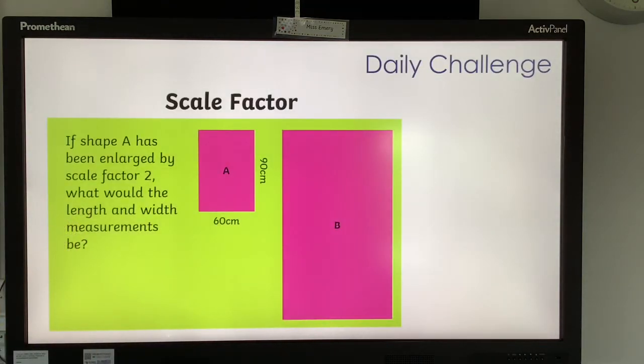Here is your next daily challenge. If shape A has been enlarged by a scale factor of 2, what would the length and width of the measurements be? This time you've been given the scale factor. You need to tell me what the new measurements are now it has been enlarged by a scale factor of 2. Have a go.